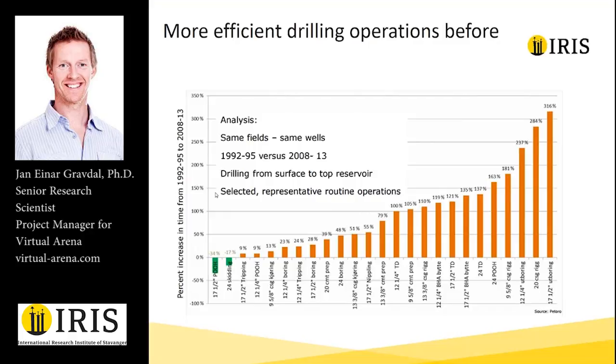since rig cost has increased during the last decades. Now they have decreased, but still this is valid. Still, it's quite high. However, if we compare drilling efficiency, this is a comparison of drilling efficiency in 1992 to 95 versus 2008 to 2013. We see that for comparable routine operations, and this is for the Norwegian continental shelf, we are actually less efficient.